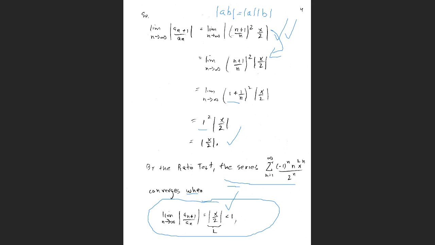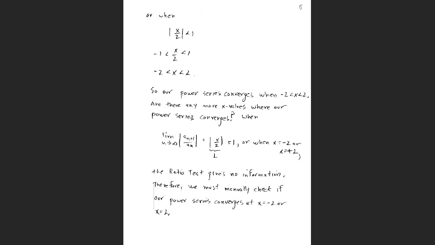So, well, now that we know, by the ratio test, we need to find the values of x for which the absolute value of x over 2 is less than 1. Okay, so then we go to the next page. The absolute value of x over 2 is less than 1. This means then we can write that as x over 2 is less than 1 and greater than negative 1.